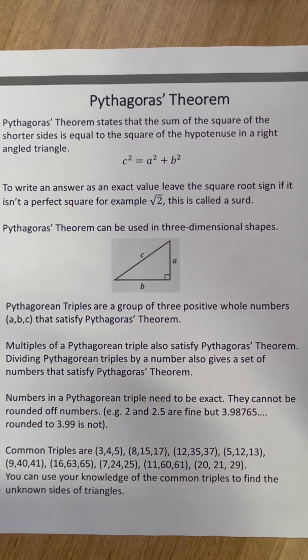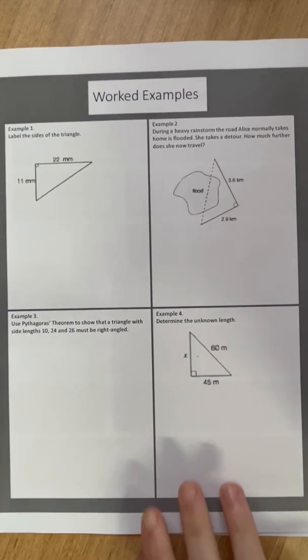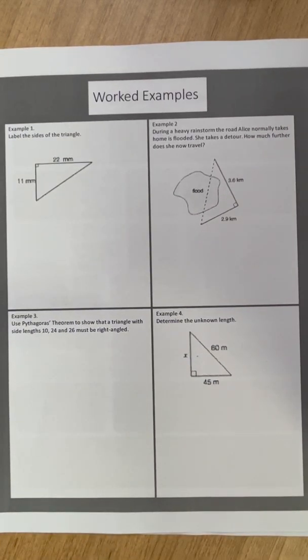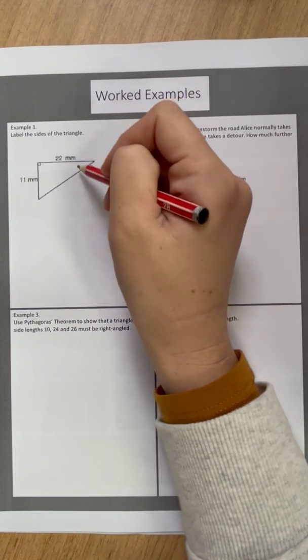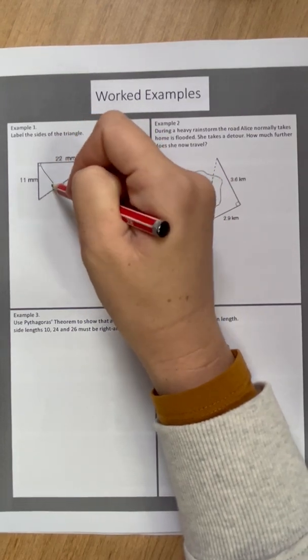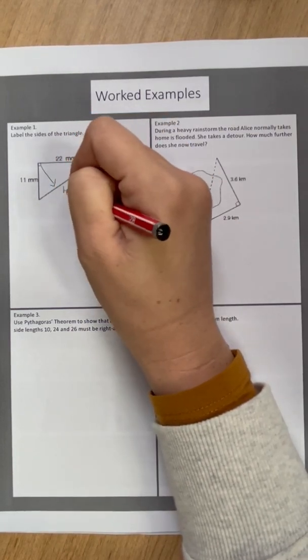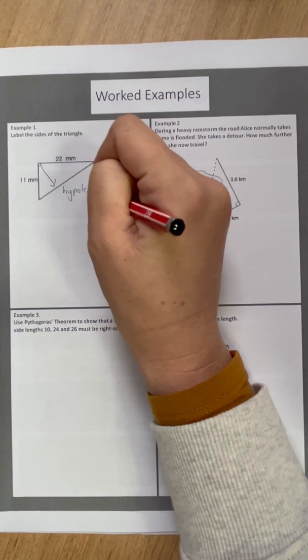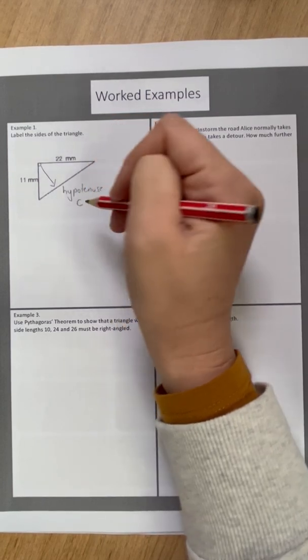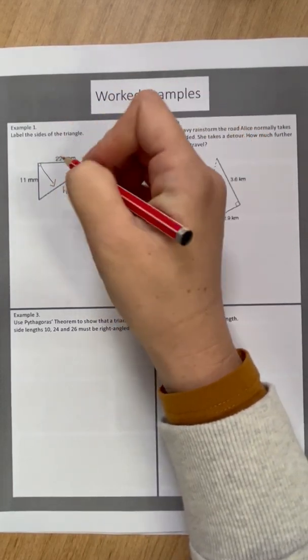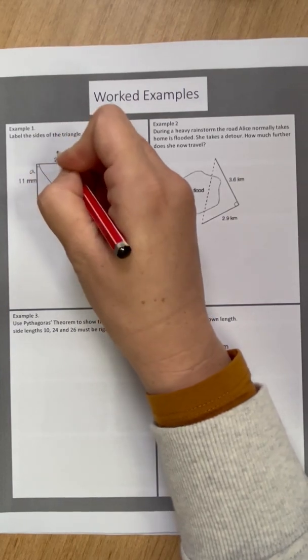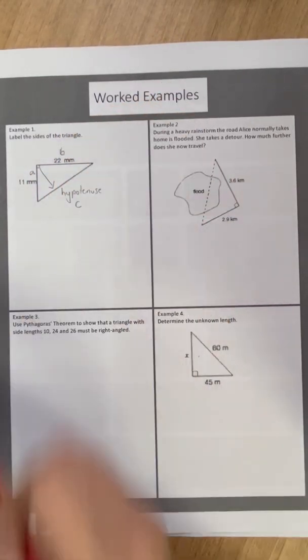Okay, our worked examples. So this first one here, we want to label the sides of the triangle. The side opposite the right angle is always our hypotenuse, which we call side C. Our shorter sides we then allocate A and B, and that is our triangle labelled.